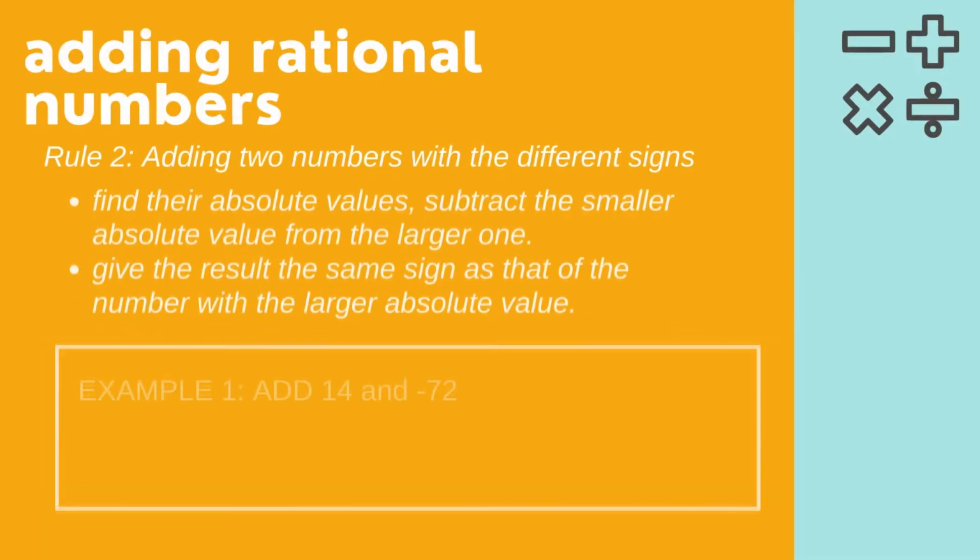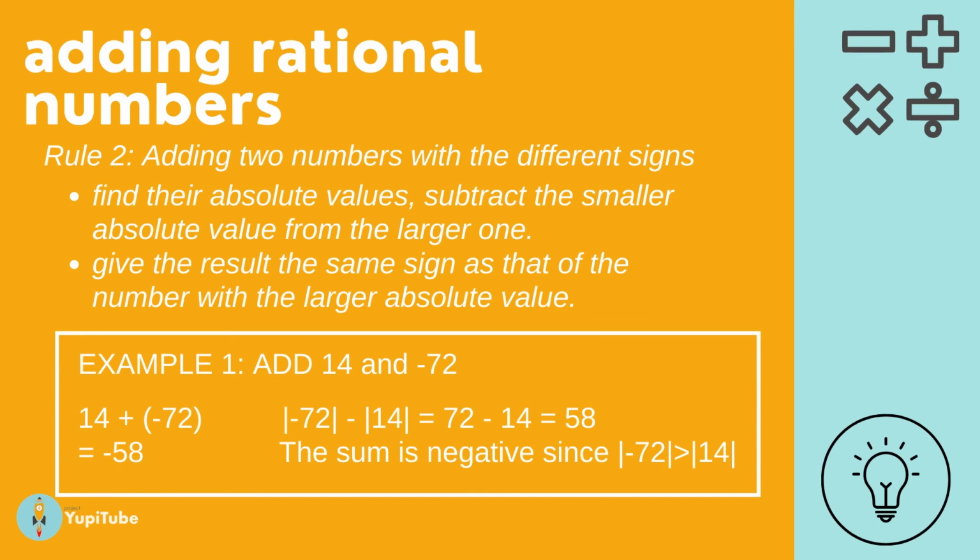Rule number 2. Adding two numbers with different signs. To add two numbers that have different signs, first, find their absolute values. Subtract the smaller absolute value from the larger. Second, give the result the same sign as that of the number with the larger absolute value.